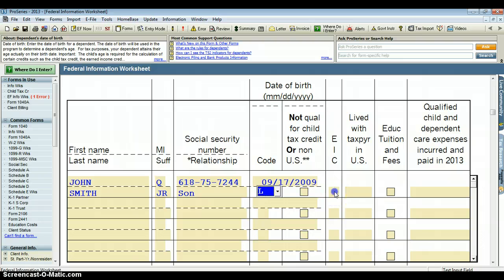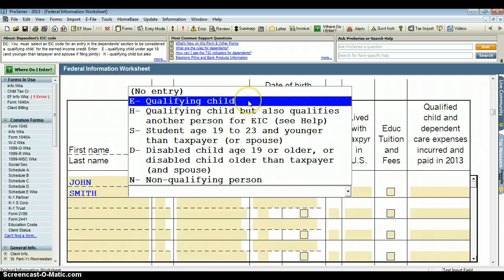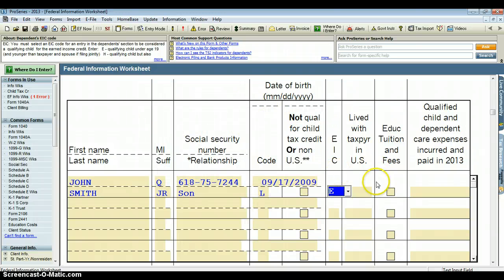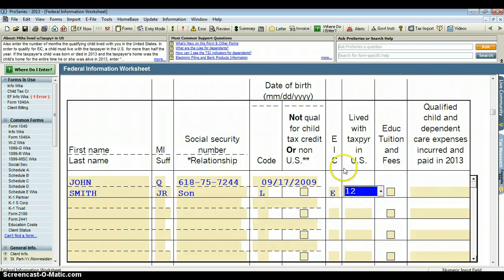Now, the most important part about when people have kids is called earned income credit. And this is how they get their money right here. So, qualifying child means that they live with them. And if the child lived with them for at least 12 months, and they're not in college yet, so you don't have to worry about this part, and they're too old for child care, so you don't have to worry about this part.